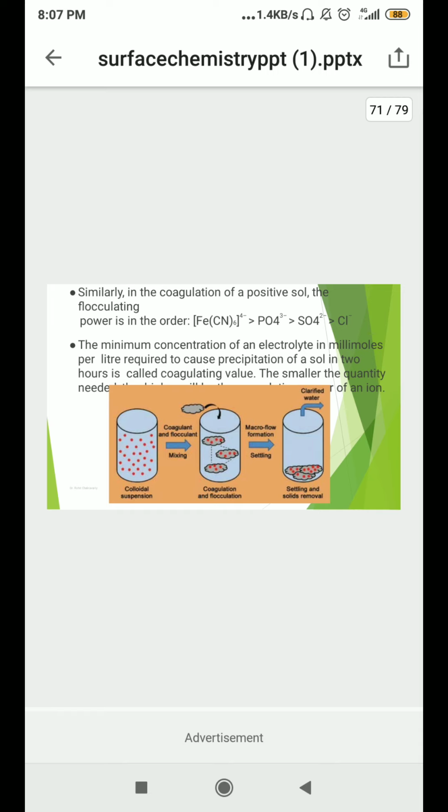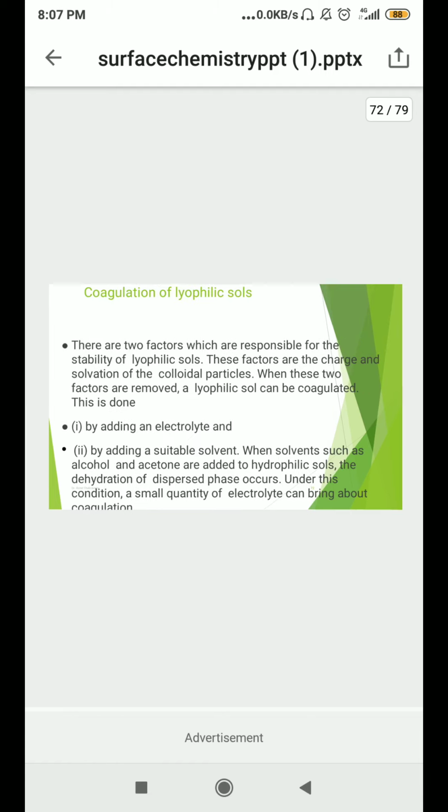Similarly, for the coagulation of a positive sol, the flocculating power is in this order: this is a complex, hexacyanoferrate, with an overall 4 negative charge, then phosphate, sulfate, and chloride ion. The minimum concentration of electrolyte in millimoles per liter required to cause the precipitation of a sol in 2 hours is called the coagulating value. This is a pictorial representation of coagulation of a colloidal sol and flocculation.